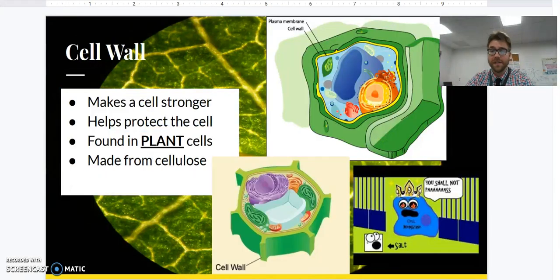Alright, let's get into some organelles that are really more plant-based, like the cell wall. The cell wall is mainly found in plant cells. It's made from cellulose, and it's an extra layer of protection. Cell membranes still exist in plant cells, but they have this additional protection, right? The plants have a cell wall. It's just extra protection to keep the cell safe. Again, we only find this really in plant cells.